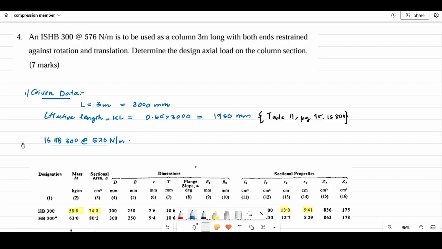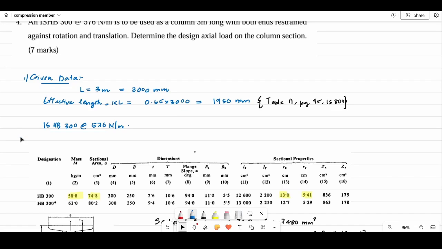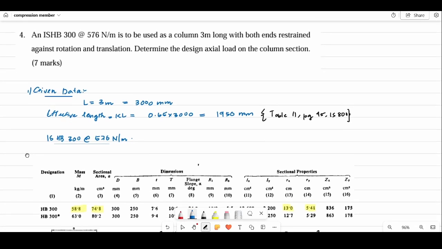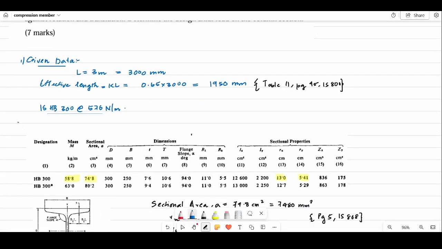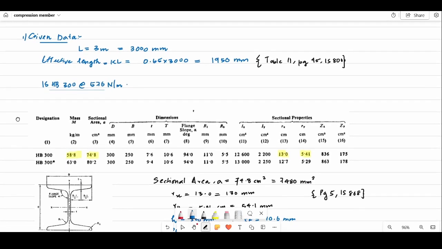Now we have to go to IS 808 and check the various data related to this standard section. Now 576 Newton per meter ISHB 300 is almost equal to 70. Its mass will be 58.8 when we convert the Newton to kilogram. So we have to consider that ISHB 300. So don't take the one below it. We have to take this ISHB 300.